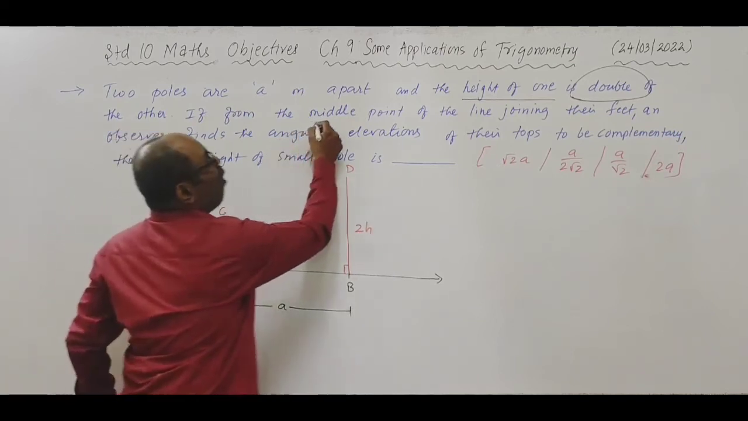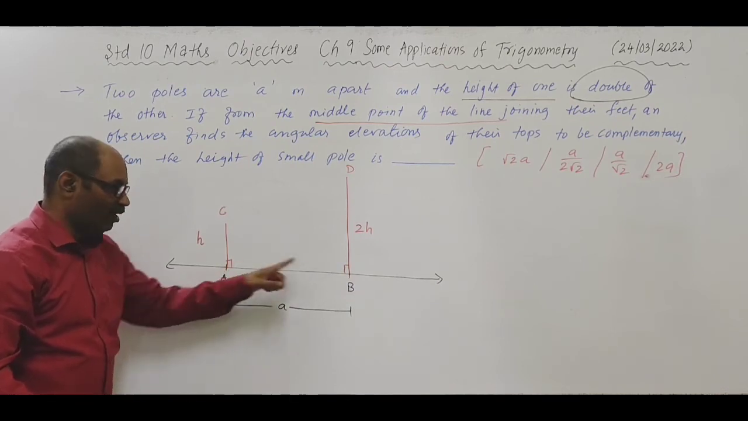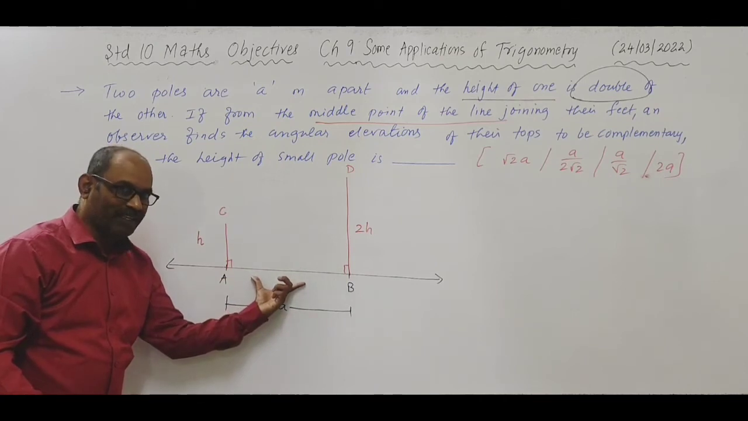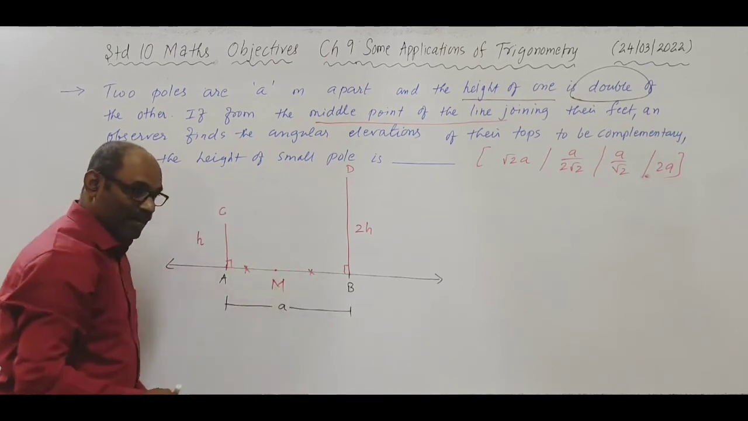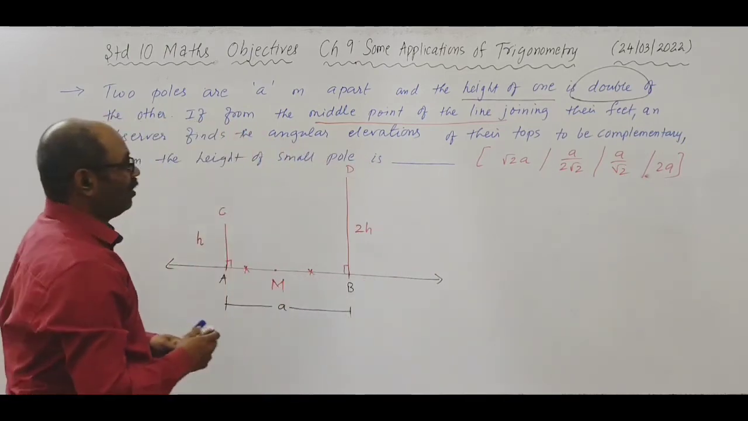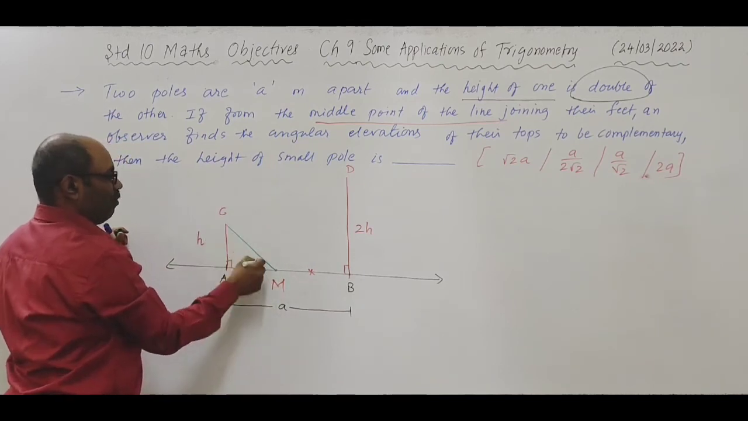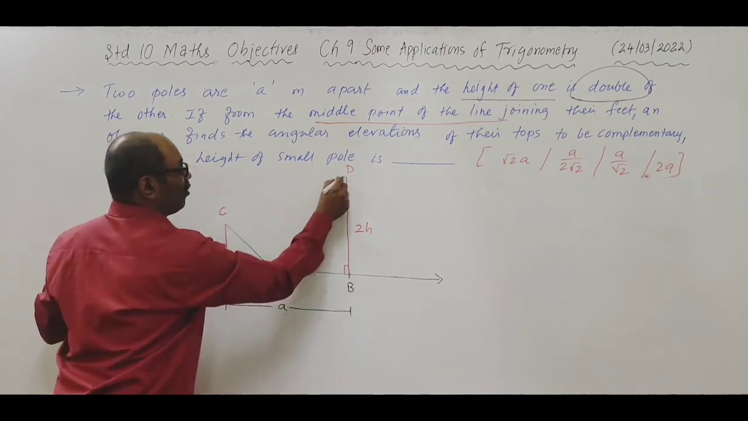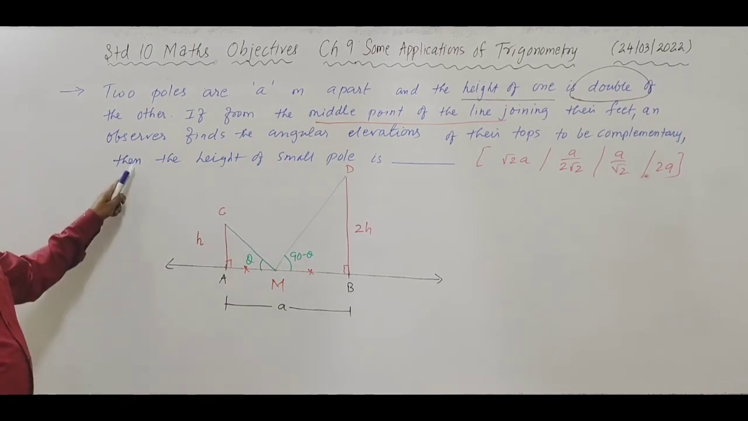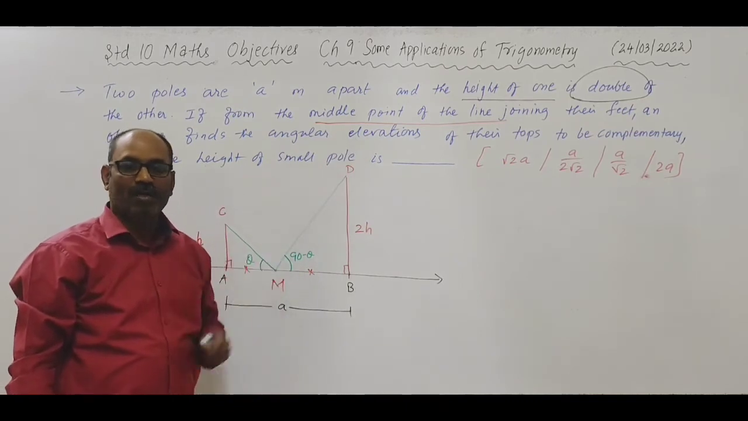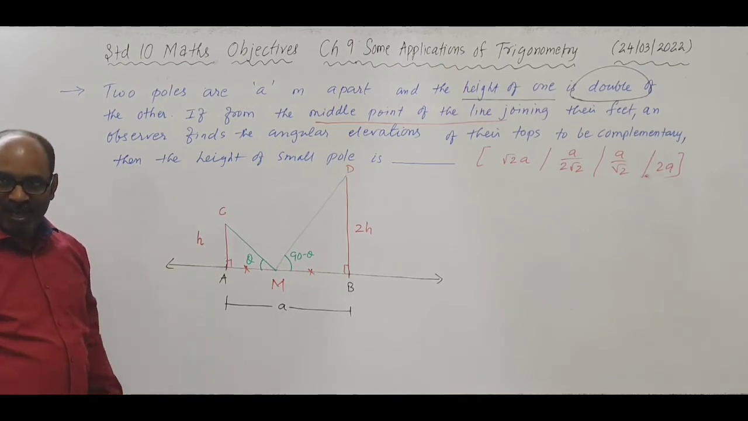If from the middle point of the line segment joining the foot of the first pole A, the foot of the second pole B, and the line segment joining the feet is AB. From the middle point M, the angles of elevation of their tops are found to be complementary. If I say theta for this, then the other will be 90 minus theta. Then find the height of the small pole. The height of the small pole is h. We have said the height of the small pole is h. So I have to find h.